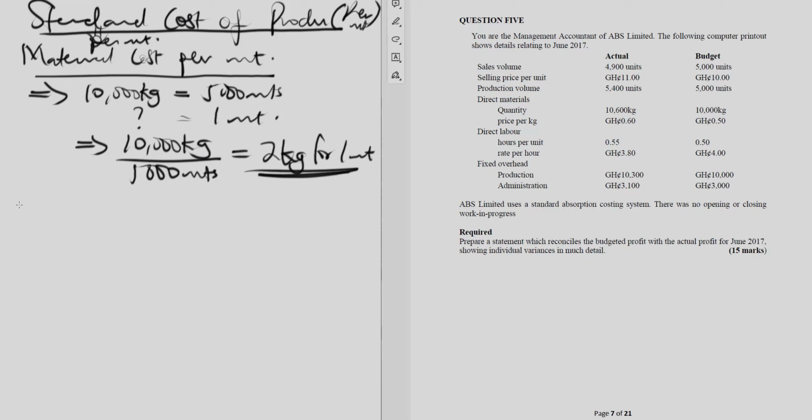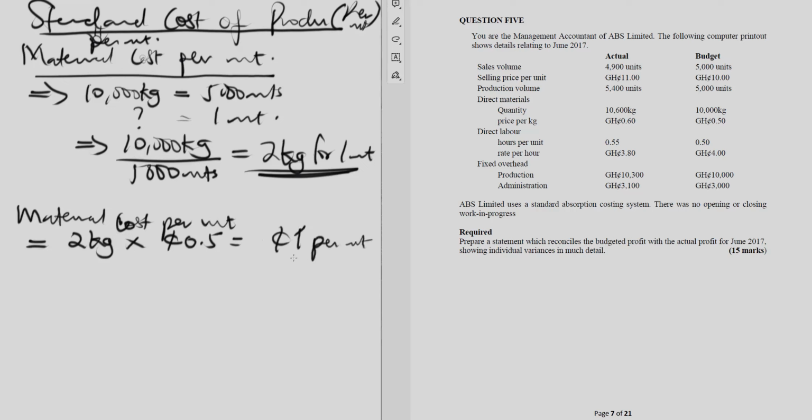Then you are saying that, okay, therefore, material cost per unit is going to be the cost of one material, not so. We need 2 kg for 1 unit, but the price for each material is actually 50 pesos per the budget, you could see. So that gives us the standard cost. When we take our 2 kg and multiply by the 50 pesos, that means one material actually costs 1 cedi per unit. That means we require material of 1 cedi per unit. So we've got the material cost per unit.